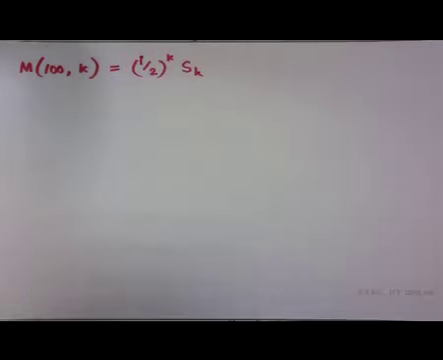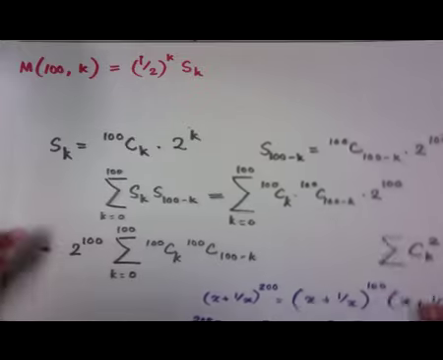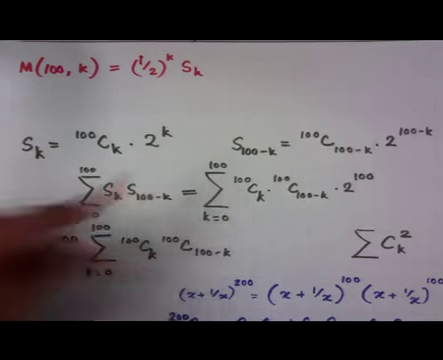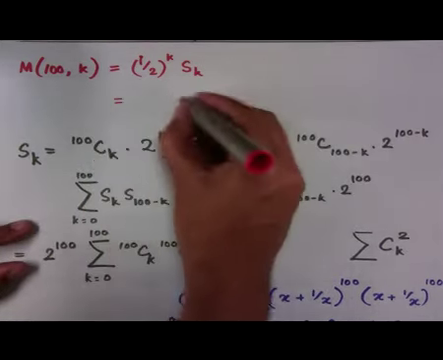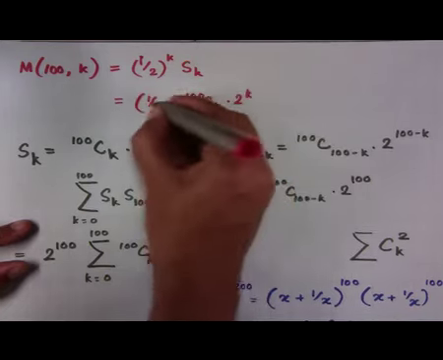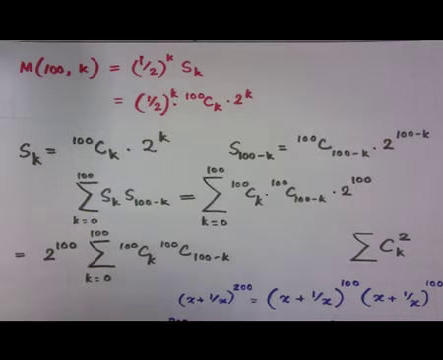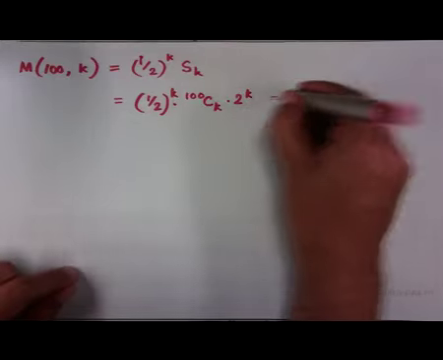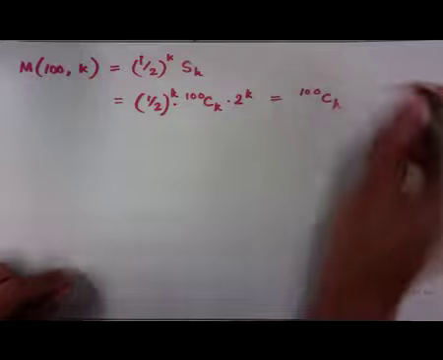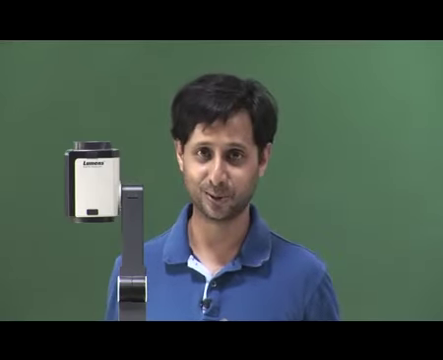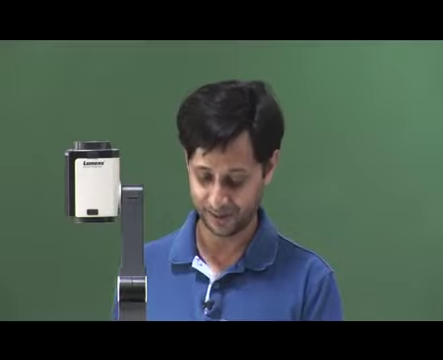I have worked very hard to figure out that s k is 100 c k times 2 power k. And the great news is that half power k cancels out with 2 power k, and you are basically left with 100 c k. So, that is m of 100 comma k, 100 c k. It is nothing spectacular, it is just to throw you off.